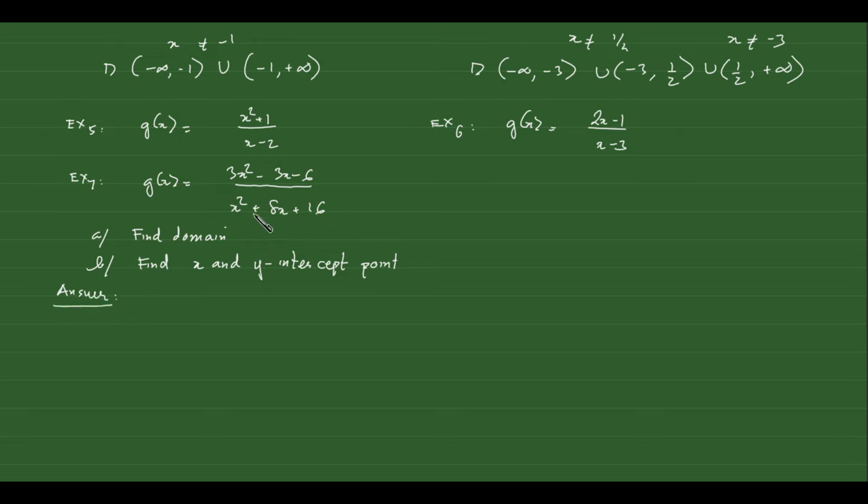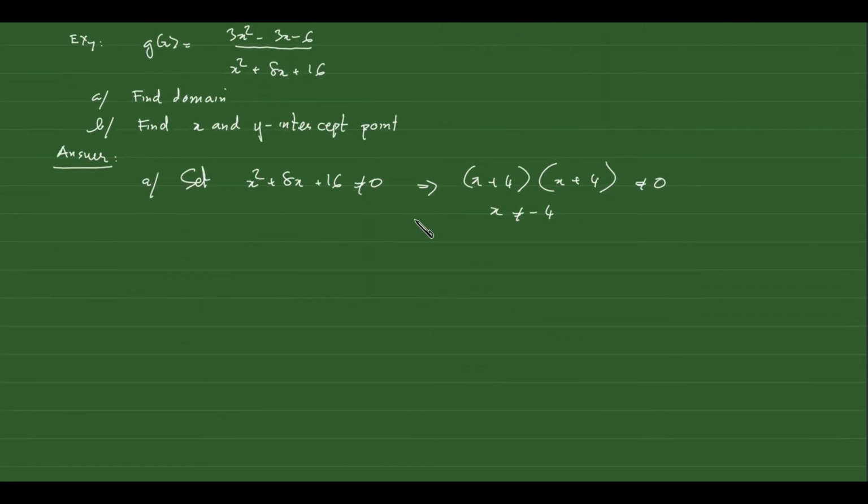Alright, in order to find the domain, you have to factor this one out. Let's see if it is factorable. Again, you have to set the denominator different from 0. Now let's go ahead and factor them out. x plus 4, right? So over here, x is different from negative 4. So negative 4 cannot be included in the domain. So the domain will be negative infinity to negative 4 union negative 4 to positive infinity. That's the domain.